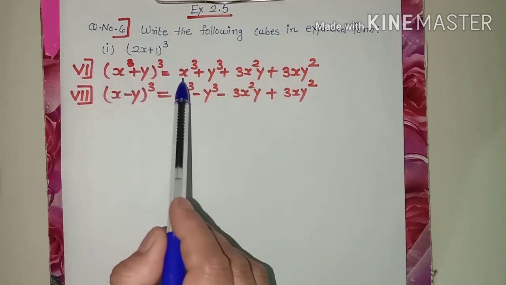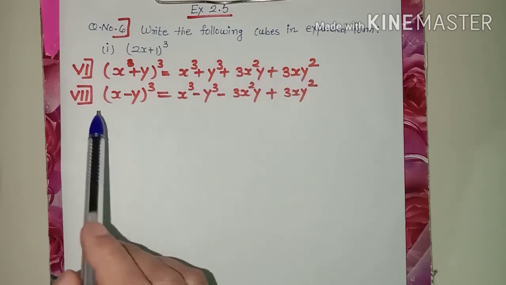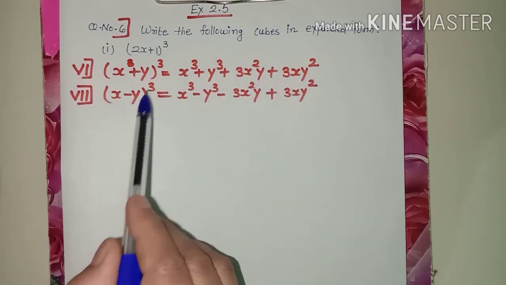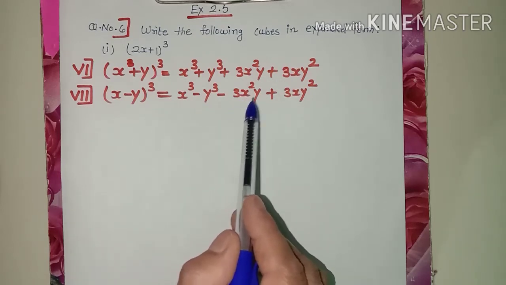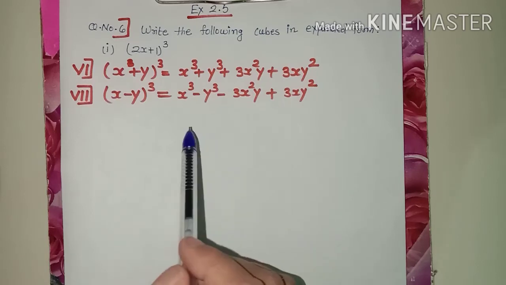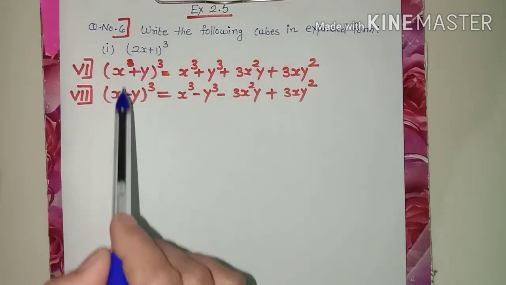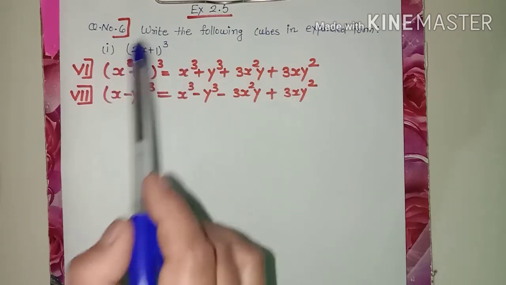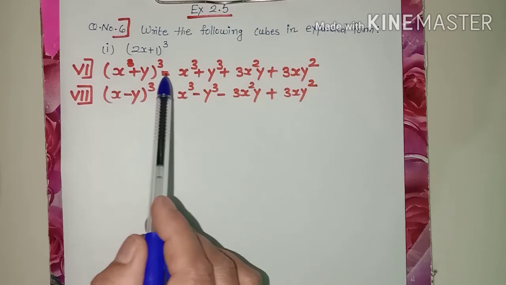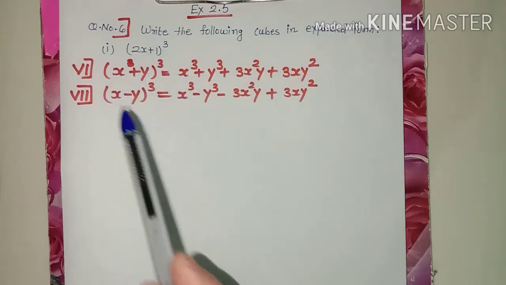y whole cube equal x cube plus y cube plus 3x square y plus 3xy square, and 7th identity is x minus y whole cube equal x cube minus y cube minus 3x square y plus 3xy square. So in this question number 6 we have to use these two identities, and first part of this question, 2x plus 1 whole cube, is based on this 6th identity because in both plus sign is there. So let's start.